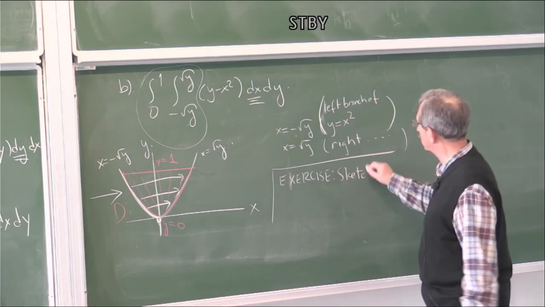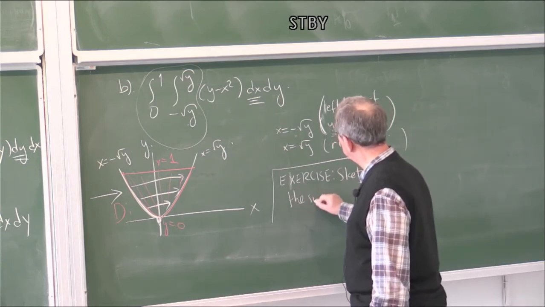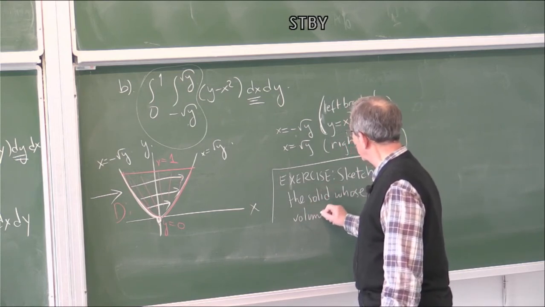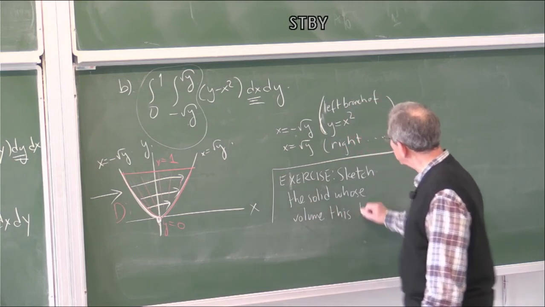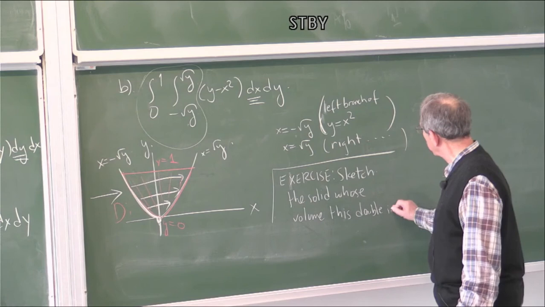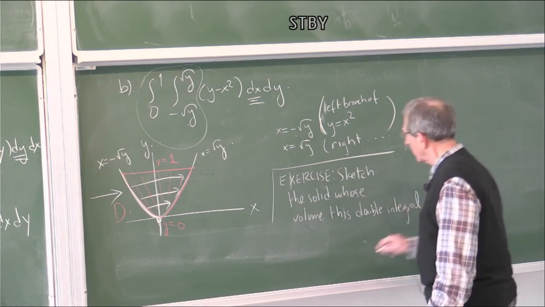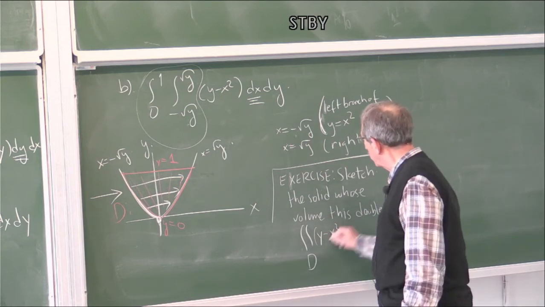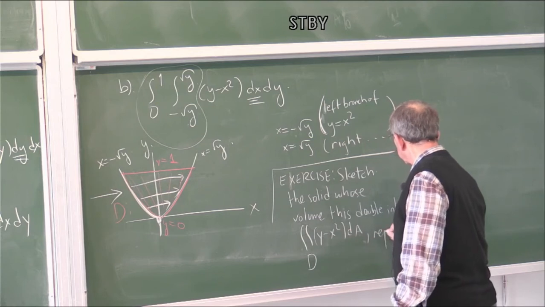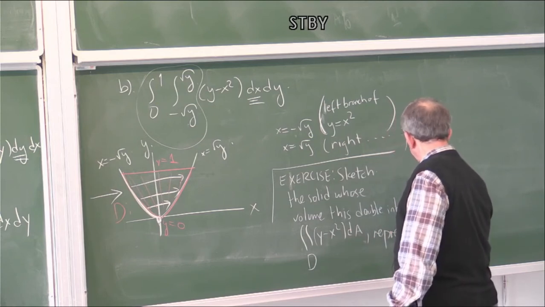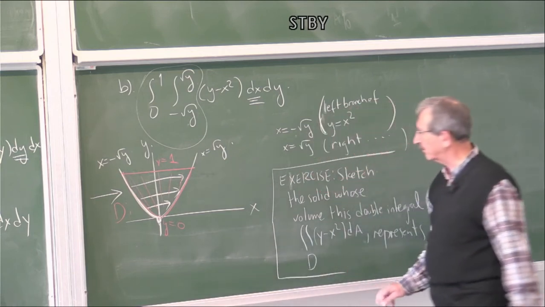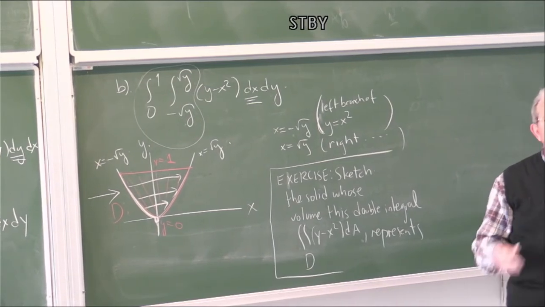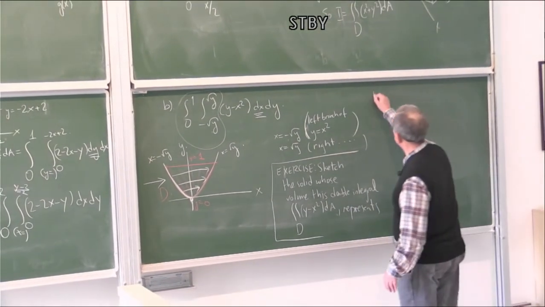for you to sketch. Okay, sketch the solid whose volume this double integral, that is the integral over D of y minus x squared dA, represents. By the way, logically, of course, there is no unique such thing, but looking at the iteration, you can figure out what is meant. Okay.